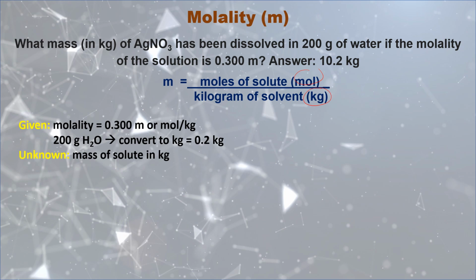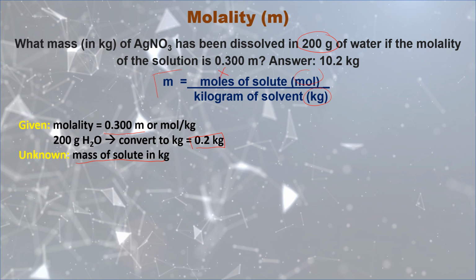If you are going to write the given, if you are going to read the problem carefully, the molality is already given. So that is 0.3 m or mole per kilogram. And then the mass of the solvent is also given, that is 200 grams, but we need to convert it to kilograms because kilogram is the standard unit. Since 1 kilogram is equal to 1,000 grams, then it would be equal to 0.2 kilograms. So the unknown here is the mass of solute in kilograms. From this formula, the unknown is the numerator.